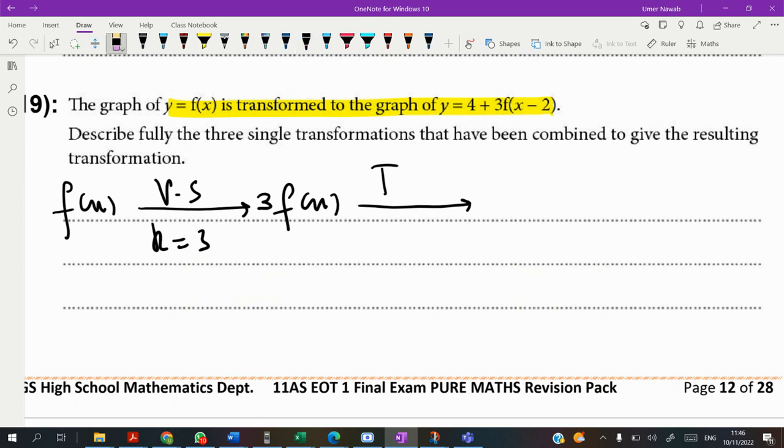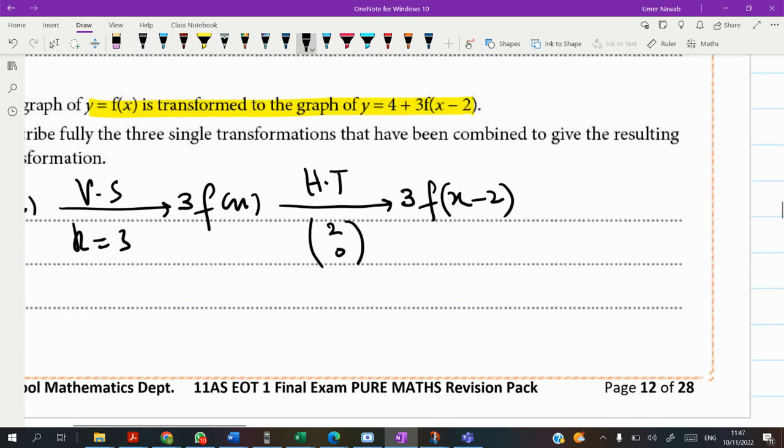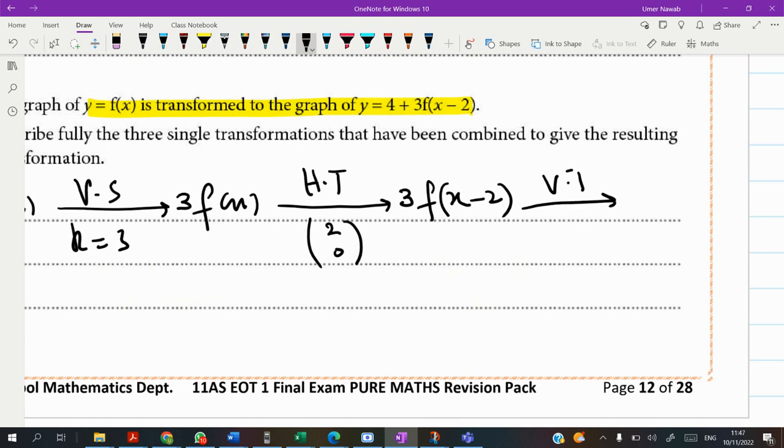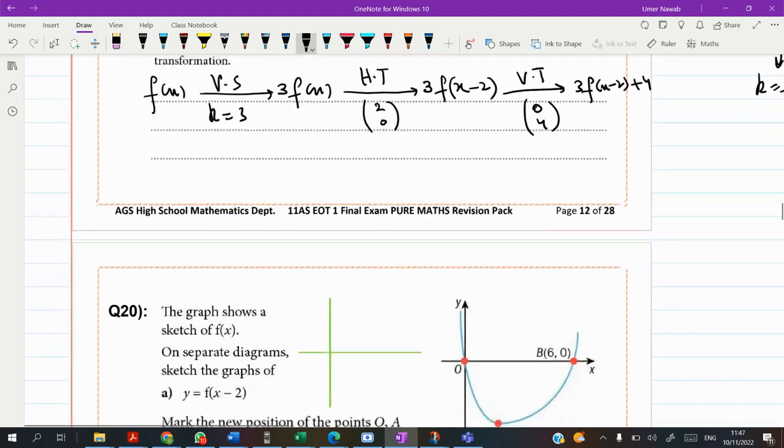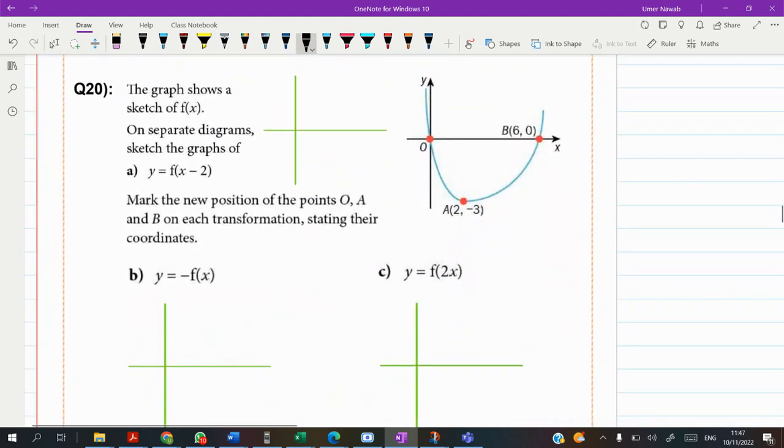So just you do horizontal translation first. So with a scale factor of 2, 0. Oh, sorry, 2 right. So 3f of x, if it is 2, I'm going to write minus 2. Then you guys do vertical translation, which is 0, 4. So 3f of x minus 2 plus 4. So these are the three transformations I have written in front of you.